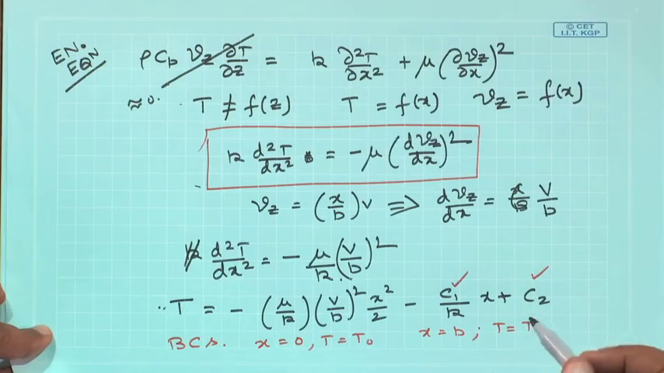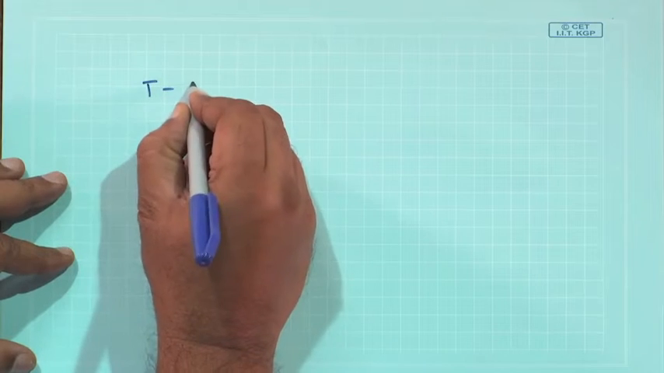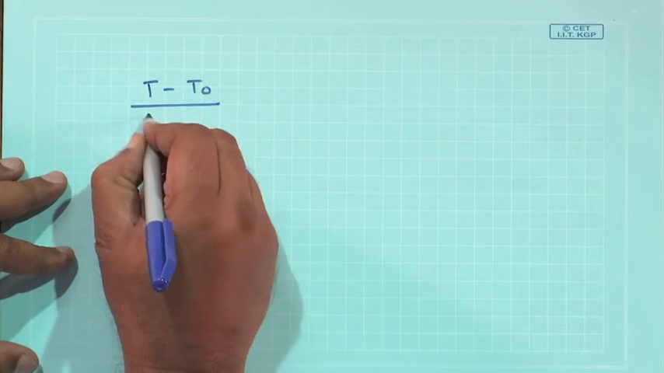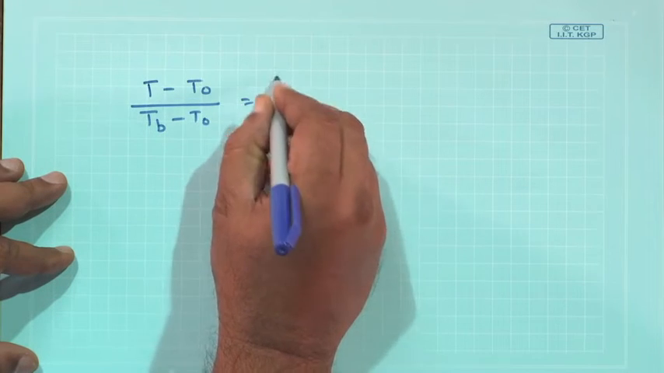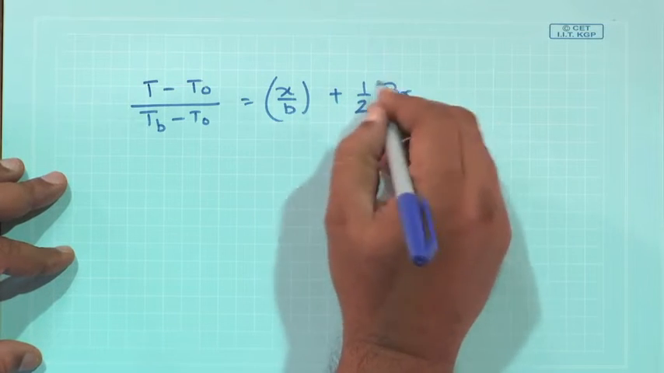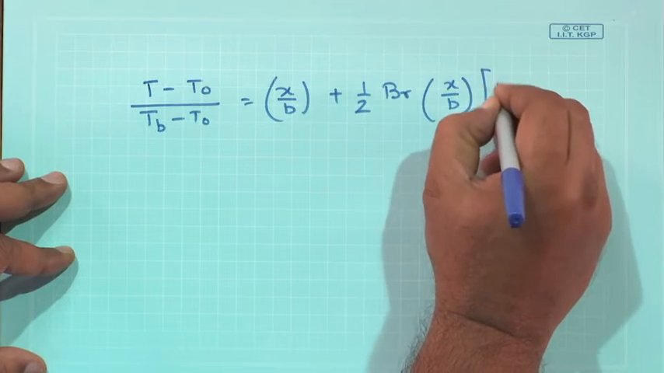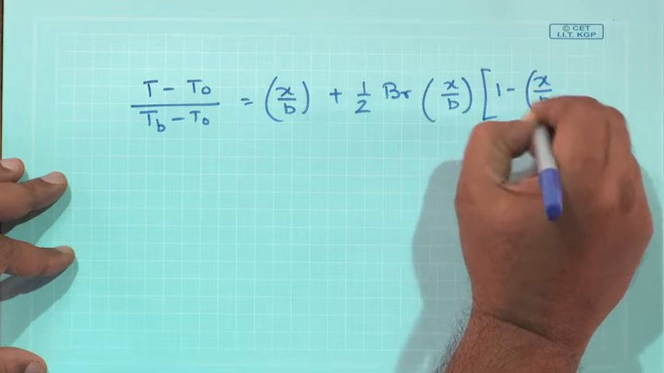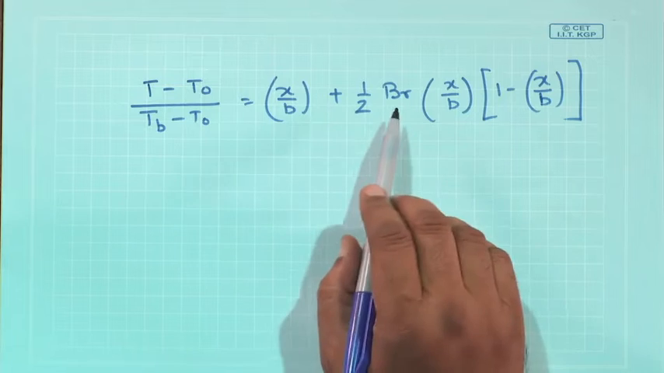And I think you should do it on your own to check that you are getting the correct form. What you would get is this form of the temperature distribution, T minus T naught by Tb minus T naught is equal to x by b plus half of Br, and I will tell what Br is, x by b times 1 minus x by b. Please do it on your own and see that you are getting this form.